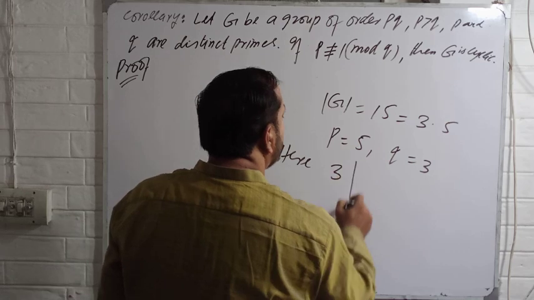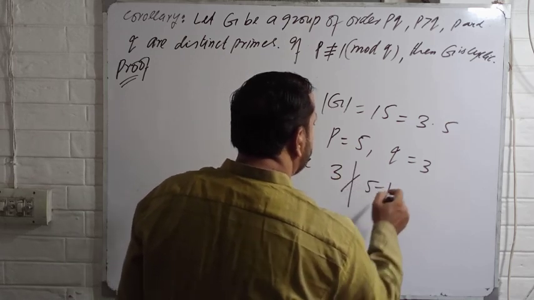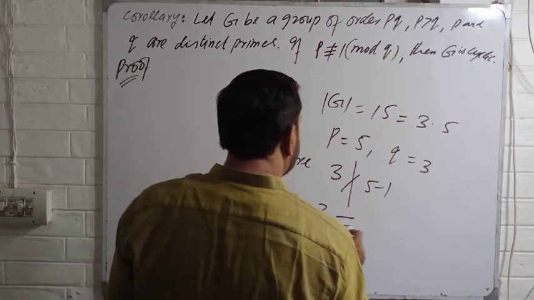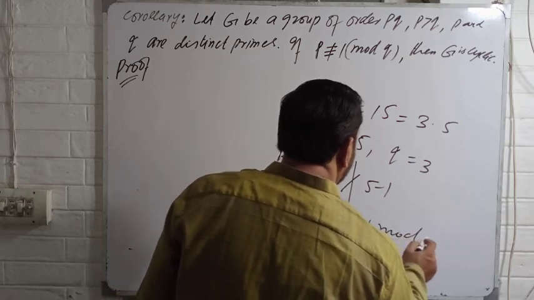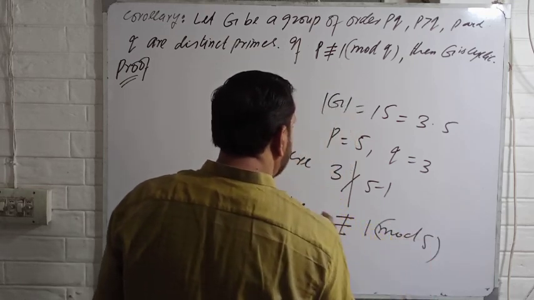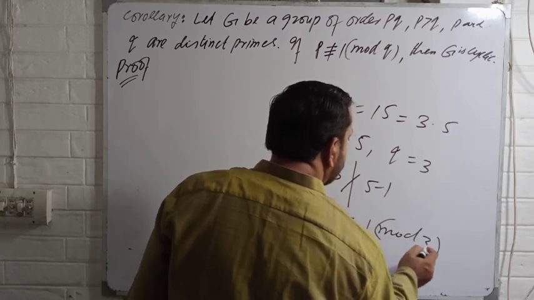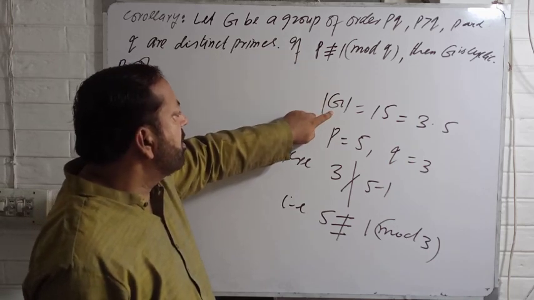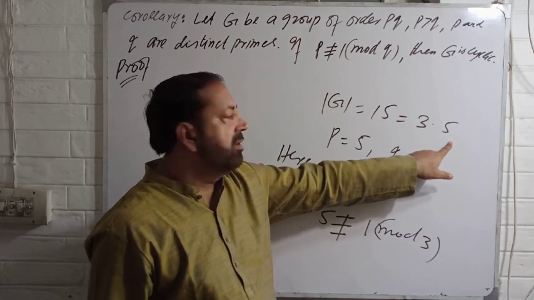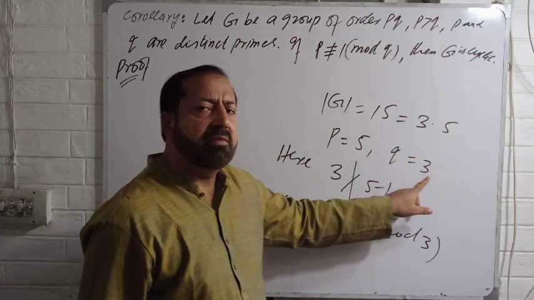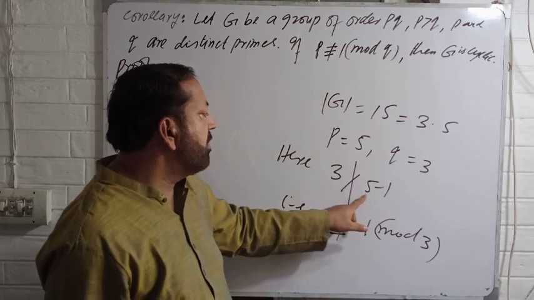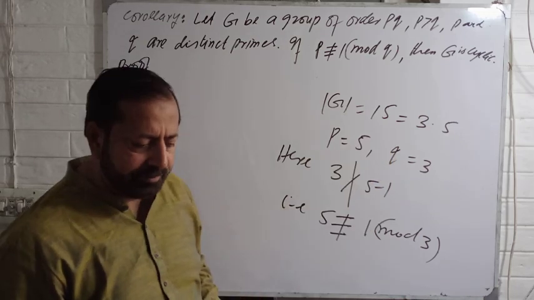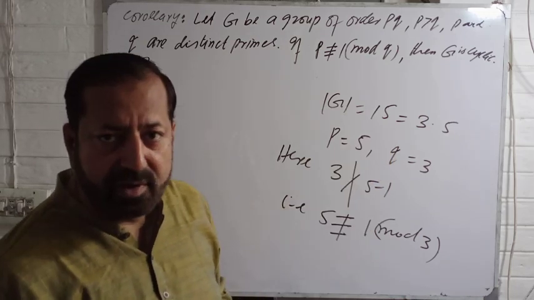3 does not divide 5 minus 1, which is 4, that is, 3 is incongruent to 1 modulo 5, that is, 5 is incongruent to 1 modulo 3. You see, all the conditions are satisfied. You have order of G is 15, which is 3 into 5. So P is equal to 5, Q is equal to 3, and 3 is not dividing 5 minus 1, that is P is incongruent, hence any group of order 15 is cyclic. And you know that this is C15, right?